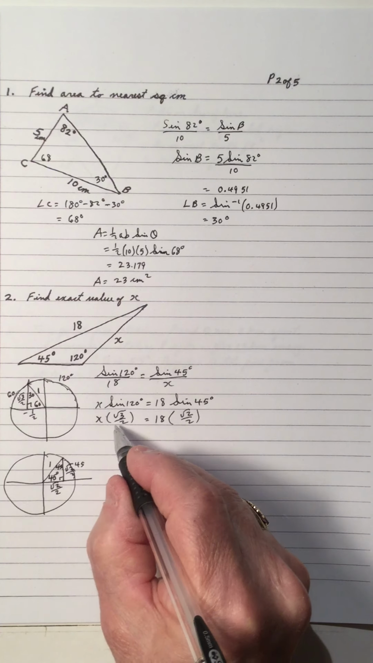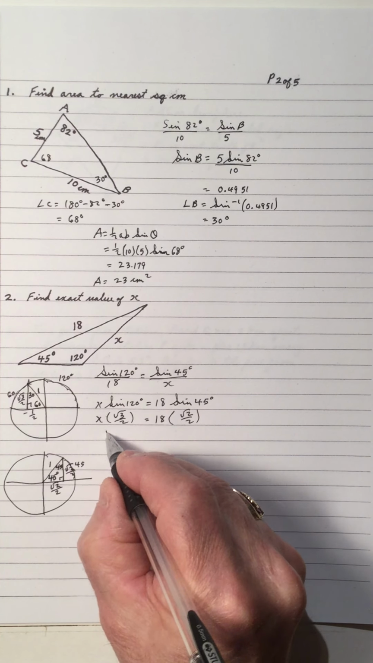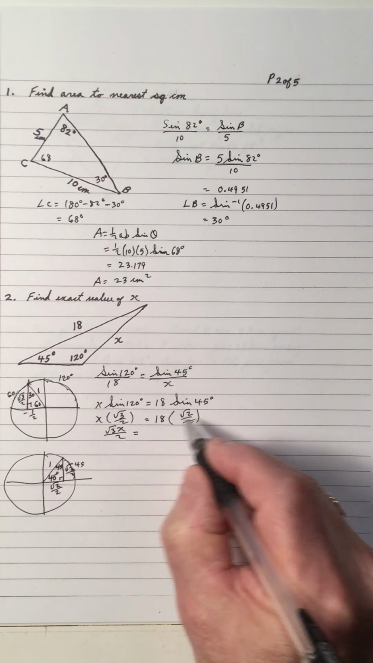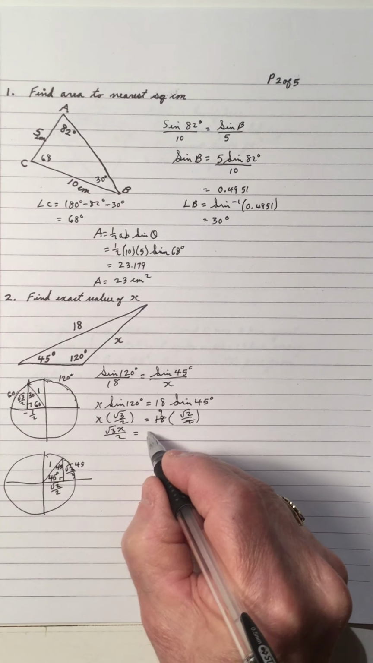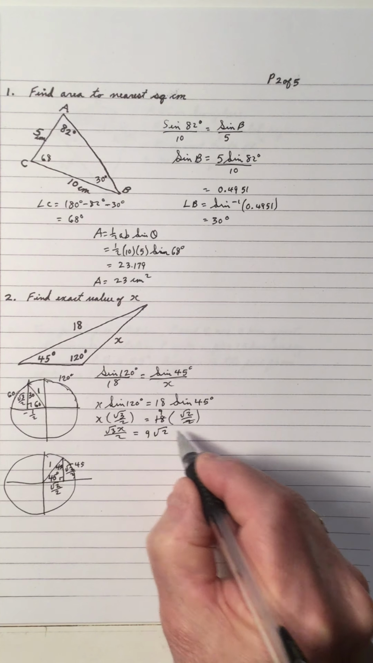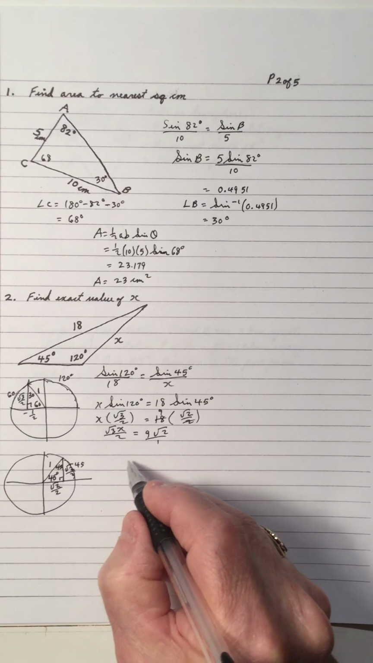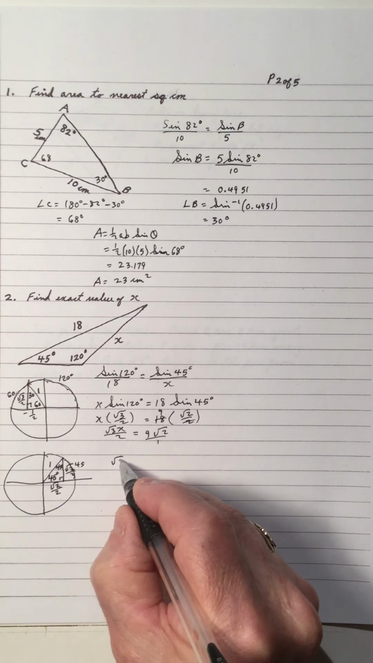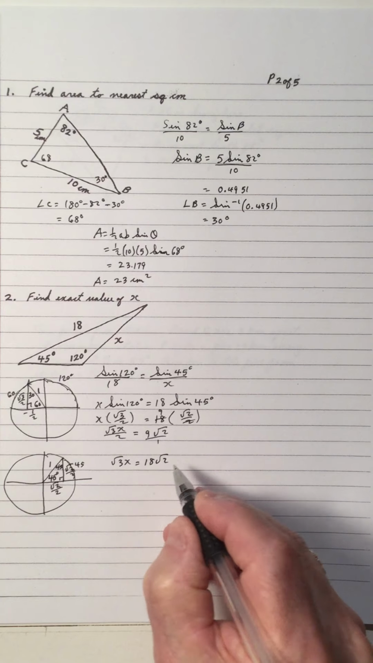So let's take our time, work this out. So that's root 3 x over 2. 2 cancels into 18, 9. So there's 9 root 2. And I put it over 1 and cross multiply. So I get root 3 x equals, 2 times 9 is 18 root 2.